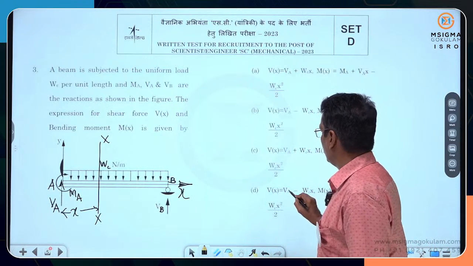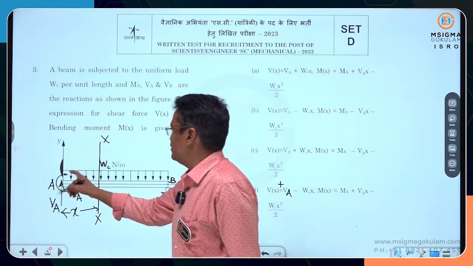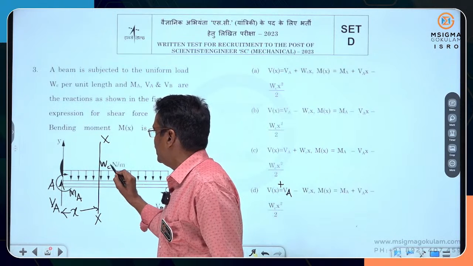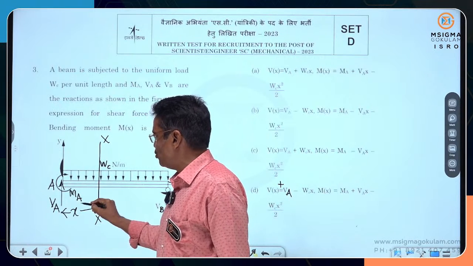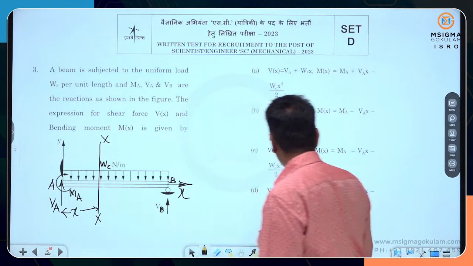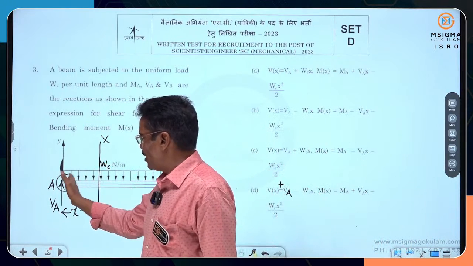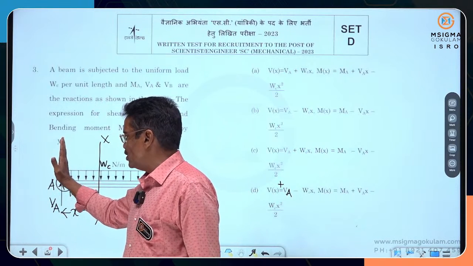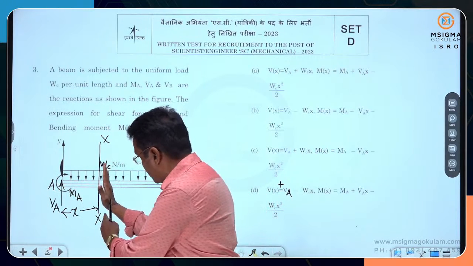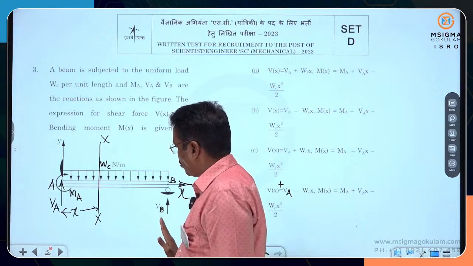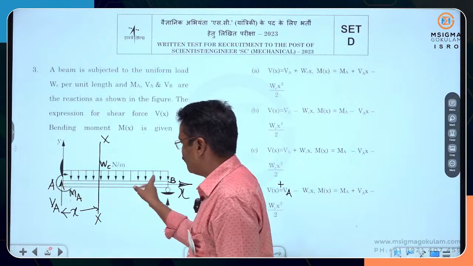So this is VA, the plus VA. For a distance of x, if WC is the load per unit distance, what is the total load acting? WC into x, which will be acting downwards, therefore it will be negative. Please remember the convention: if you just consider the left hand side of the beam, upward forces are positive and downward forces are negative. If you take the right hand side, downward forces are positive and upward forces are negative. But why I have considered the left hand side is because x is measured from left to right.